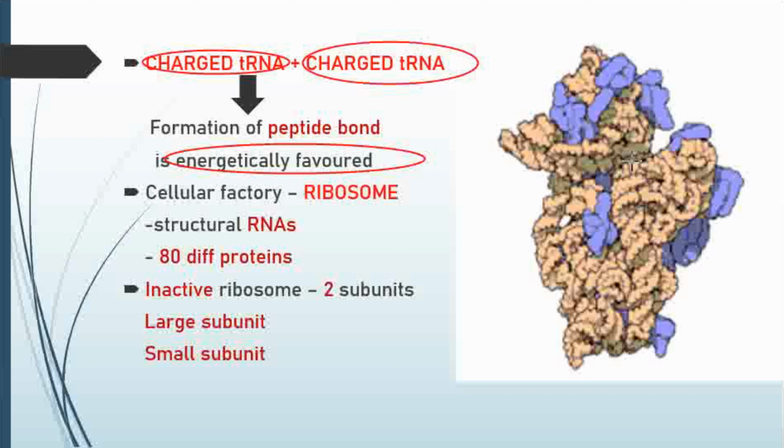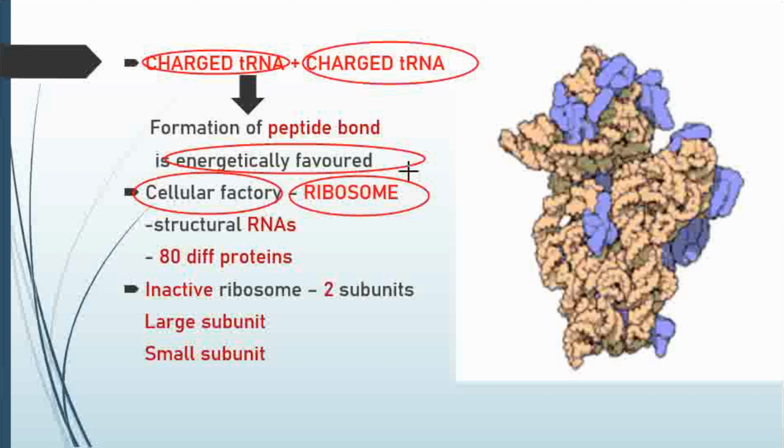Apart from the tRNA, we have the charged tRNA now. Another most important thing is that we need a catalyst that would enhance the rate of the peptide bond formation. So we have the charged tRNA now. It is easy to form the peptide bond, but another catalyst is needed to increase the rate of this bond formation. So that is the cellular factory, the ribosome. So the ribosome next comes into the picture.